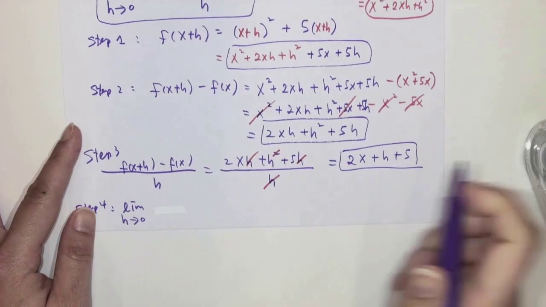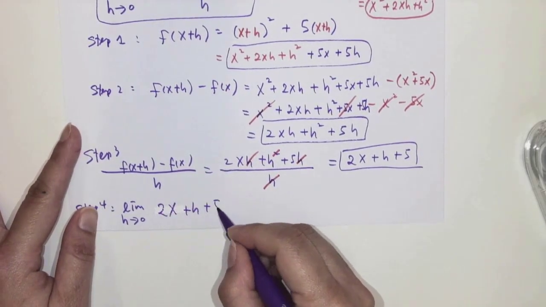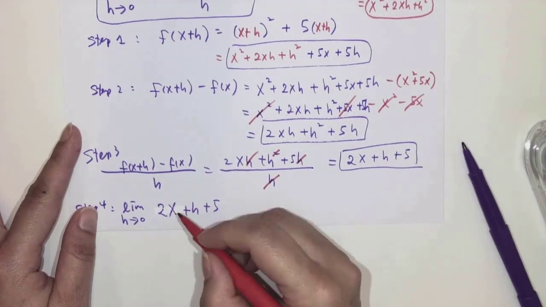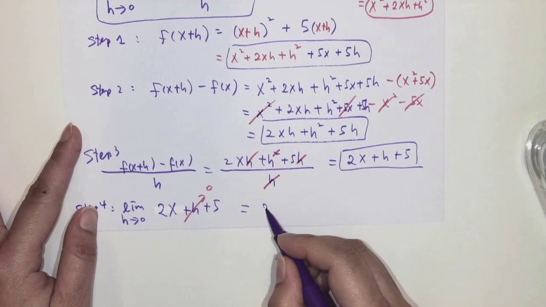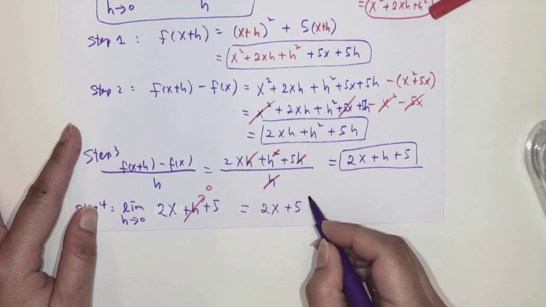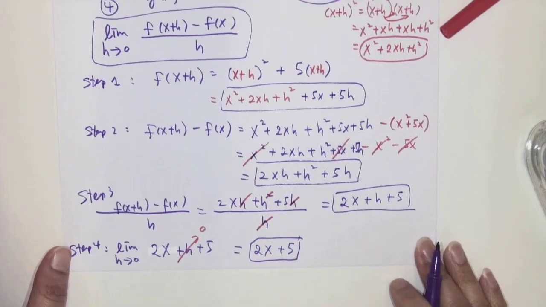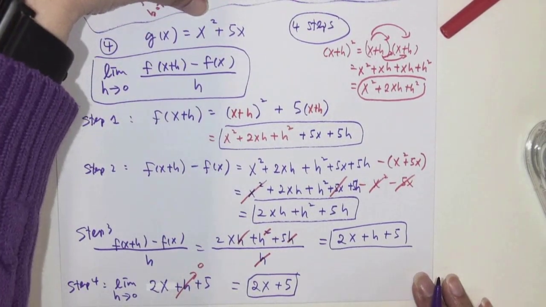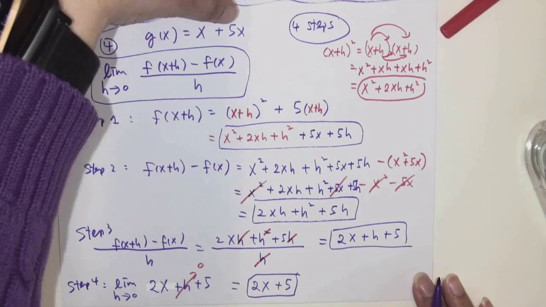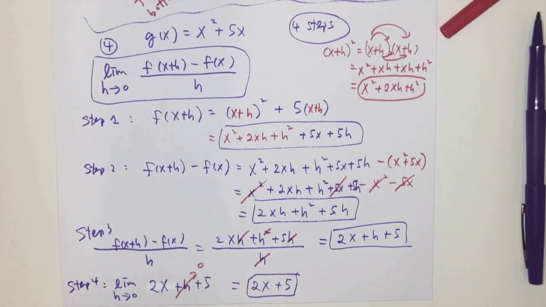That will be 2x plus h plus 5, and the only thing you can plug in is h to become 0, so the answer is going to be 2x plus 5. So this is taking the derivative the longer way, with the 4 steps, and you can double check your answer because you know the shortcut, right? This is 2x, this would be a 5. So that's your answer. Okay, so that would be number 4. You need to be able to do one like that.